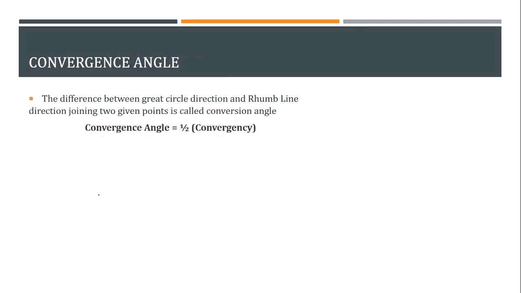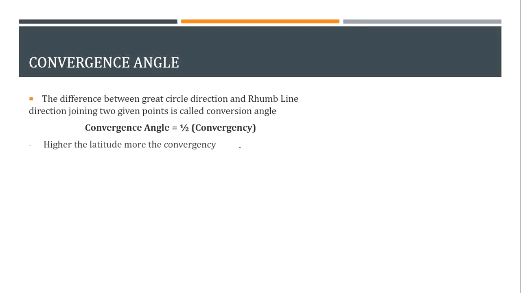Next part is what is known as convergence angle. Now, why this exists, I'll tell you. We of course cannot take a globe around in the aircraft, right? We have to convert that globe into a chart. So when you convert a globe into a chart, we get some problems.